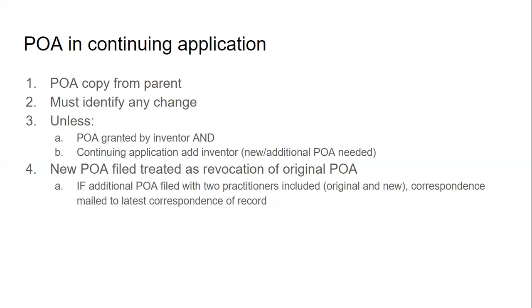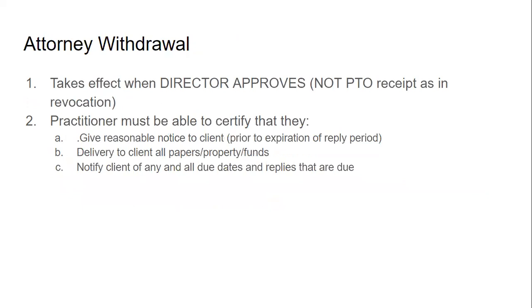However, there is an example in the MPEP about a power of attorney that's filed with 2 practitioners. Let's say the original was filed in January and then in March, another one was filed. If another one was filed without the original one also listed, then that original one's power of attorney is revoked. However, if that additional one is filed with the January one and the March one listed, then that's okay. Then they can both maintain their power of attorney status, but the correspondence is now mailed to the latest correspondence of record. So that second attorney is who's going to get the mail. So for attorney withdrawal, this is going to take effect when the director approves.